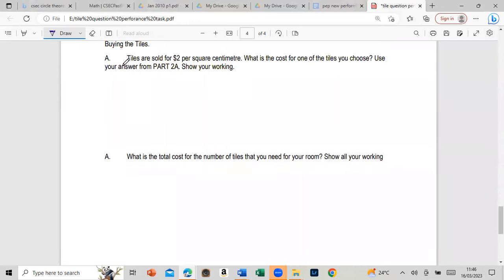Remember, you pay $2 per square centimeter. So for every square centimeter, you're going to be paying $2. If it's 1, you pay $2. If it's 2, you multiply it by 2. If it's 3, you multiply it. So we're going to do the same thing here. The area for the first one was 900 square centimeters, and you pay $2 for every one, so you multiply. For this one, you're going to be paying $1,800 for one.